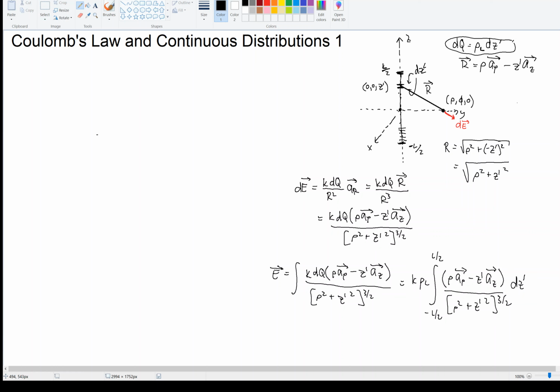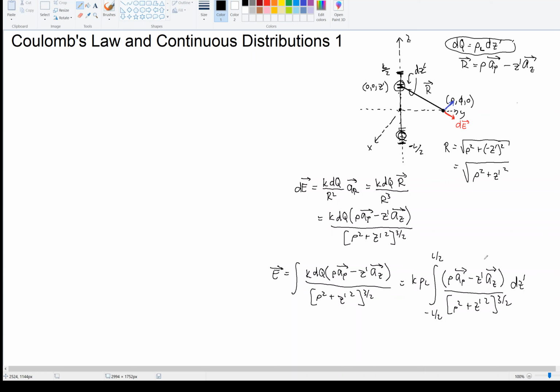Now from the figure, observe that the z component of E will cancel. For this little slice of rod, we have the same due to symmetry down here, which will create an electric field like this, and the z components are equal and opposite. So because of symmetry, because we put this thing at the origin, this will always be the case along the z direction.